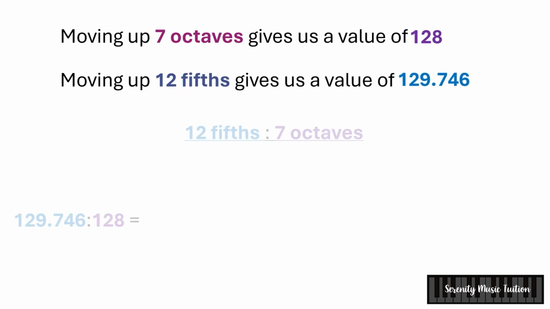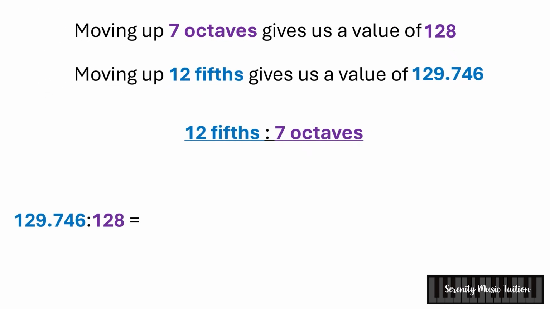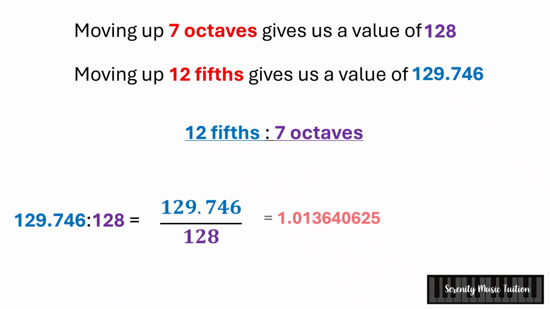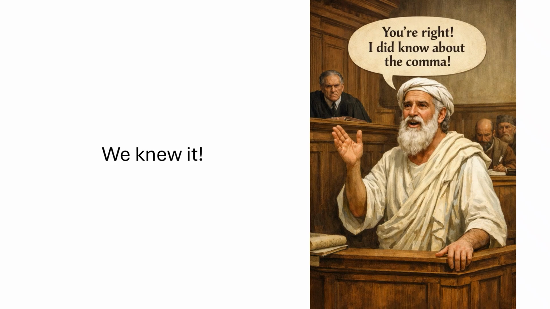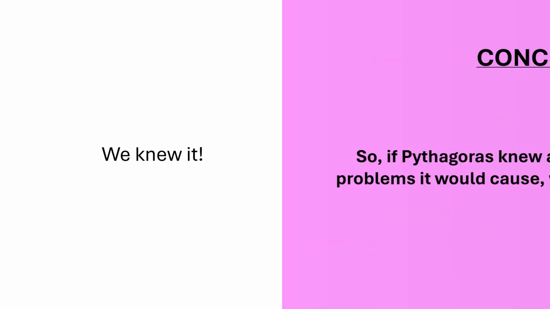So here we have the calculation of 12 fifths to 7 octaves, which is 129.746 to 128, which is equal to 129.746 over 128, which gives us the answer 1.013640625. I recognise this from somewhere. I know, it's the same as 23.46 cents, which is exactly the same value as the Pythagorean comma. We knew it, and here's Pythagoras admitting to it.